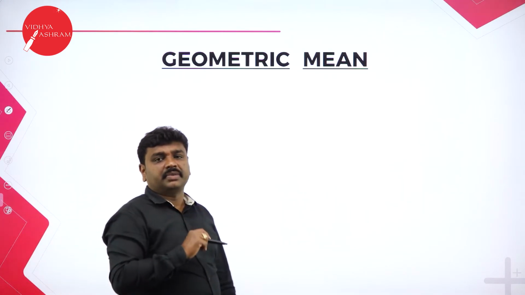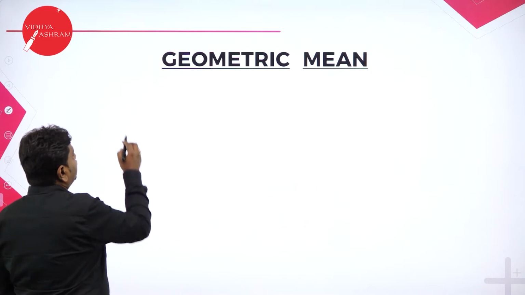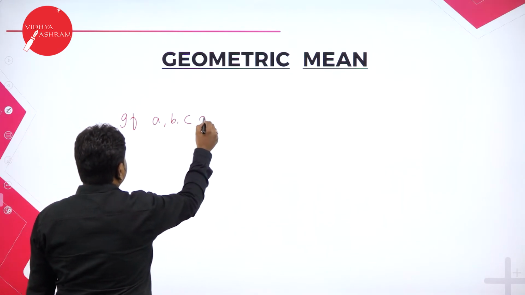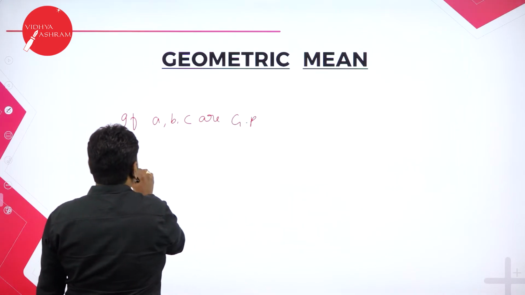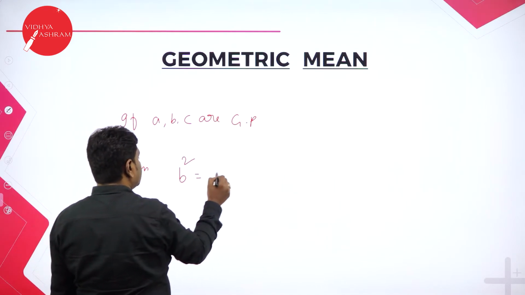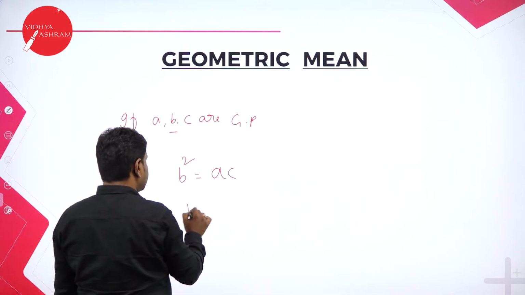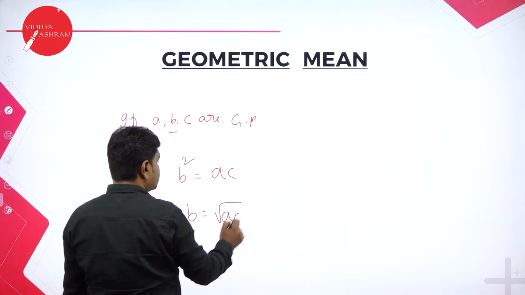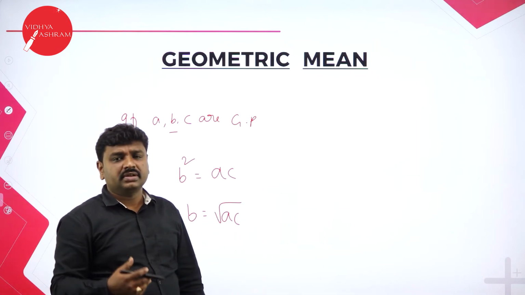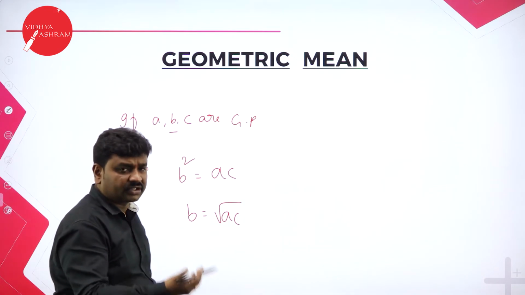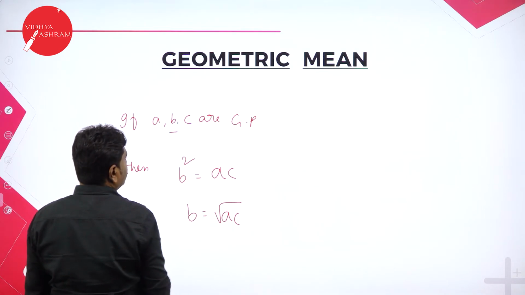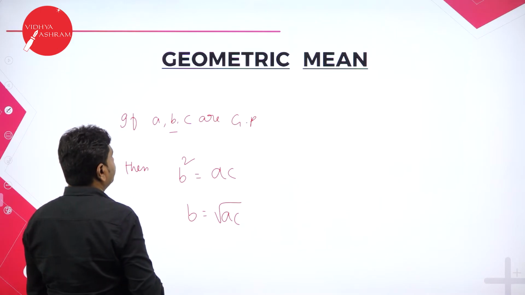Then geometric mean. How to find the geometric mean? See, arithmetic mean and geometric mean. If A, B, C are in GP, then B square is AC. The middle term square is AC, or B is root AC. B is what? Root AC. And the other thing is, if you want the geometric mean, you keep multiplying the common ratio R for the terms after the first term. So B square is AC. The middle term square is AC, or B is root AC, which is the geometric mean.